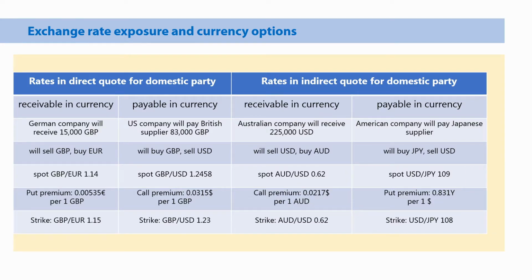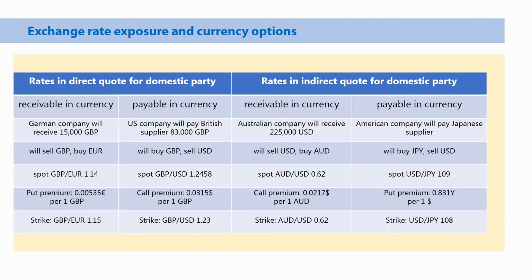Since the American company will buy Japanese yen, they sell US dollars. The price is given for US dollars to be sold, so they need a put for that matter. Let's have the put cost 0.831 yen for $1 to sell.